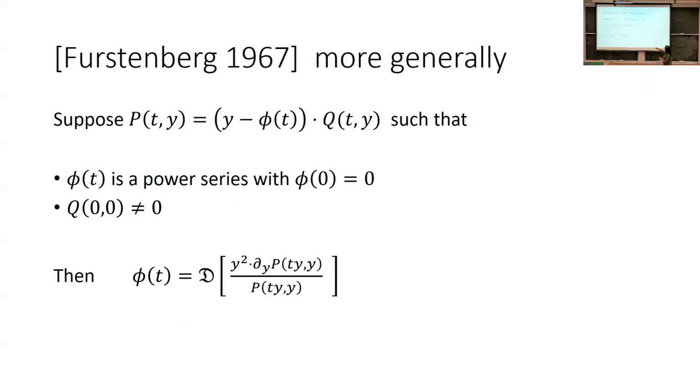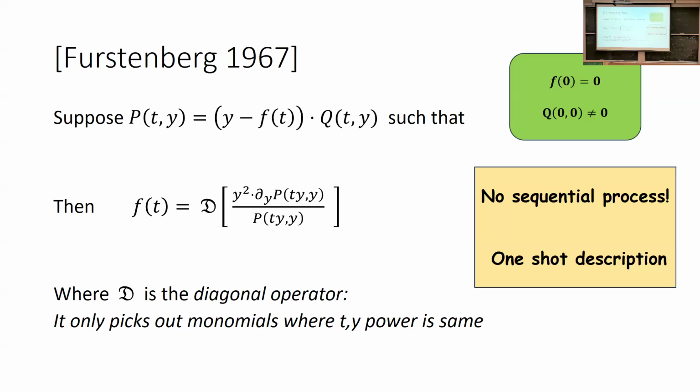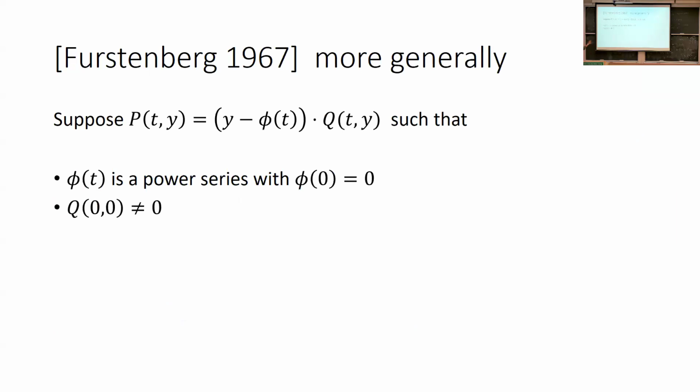I stated this formula for when f is a polynomial in T, but f could have been a power series in T in general. So if you're looking at arbitrary roots of bivariate polynomials, they can be power series. And Furstenberg's theorem holds, the same expression holds even for power series roots.